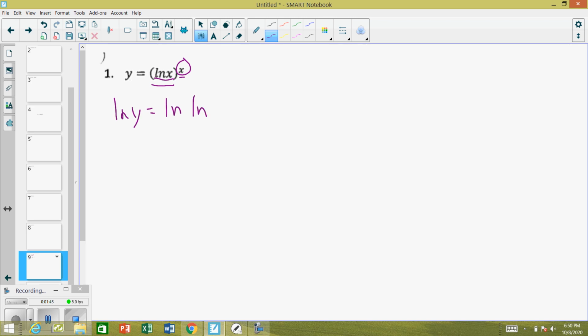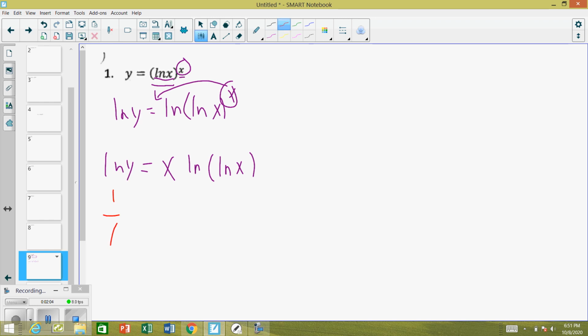So I want to take the natural log of ln of x to the x. And the reason we do that is because the power rule for logs, not the one for derivatives, but the power rule for logs, allows me to bring that power down front. And I'm left with ln of y. And then we take the derivative implicitly. So that's going to be 1 over y, dy over dx. And then this becomes product rule.